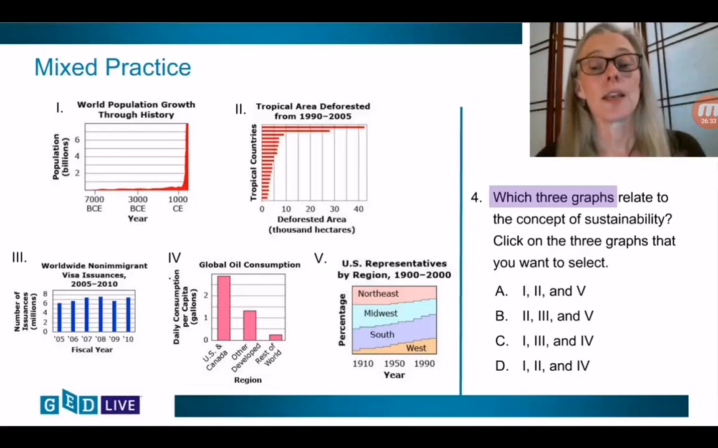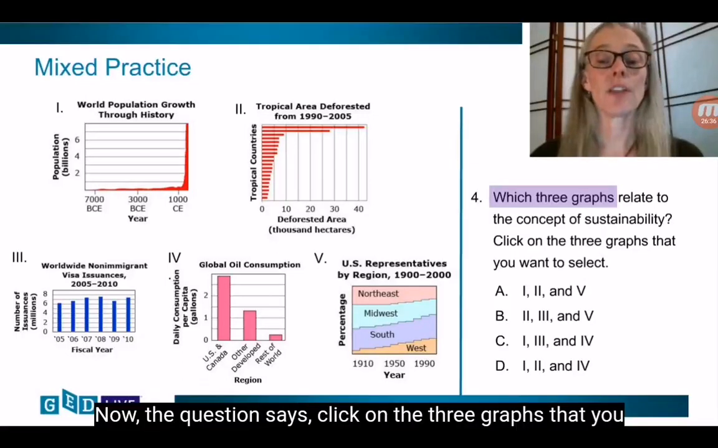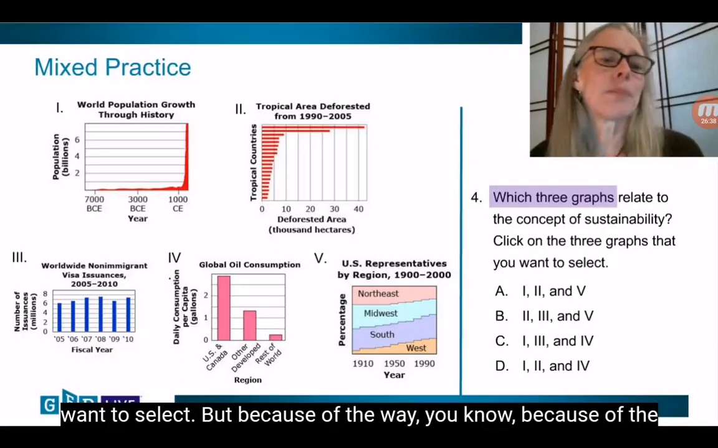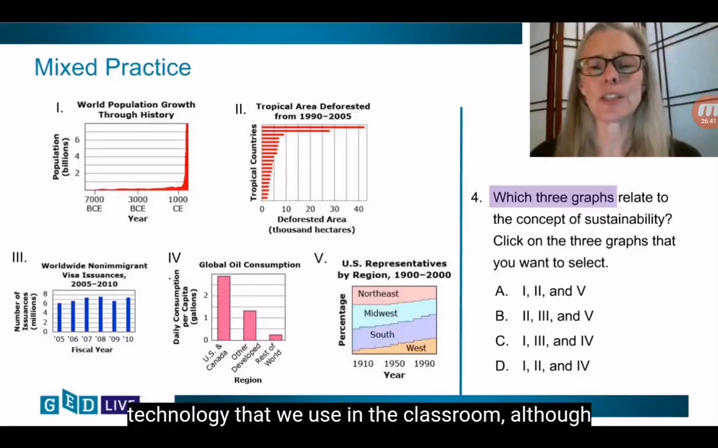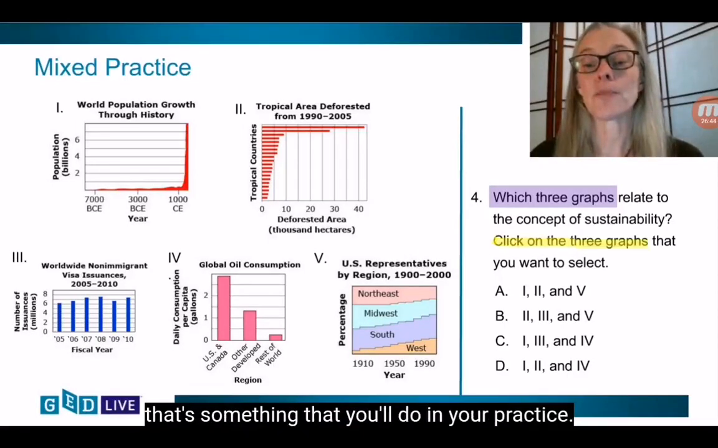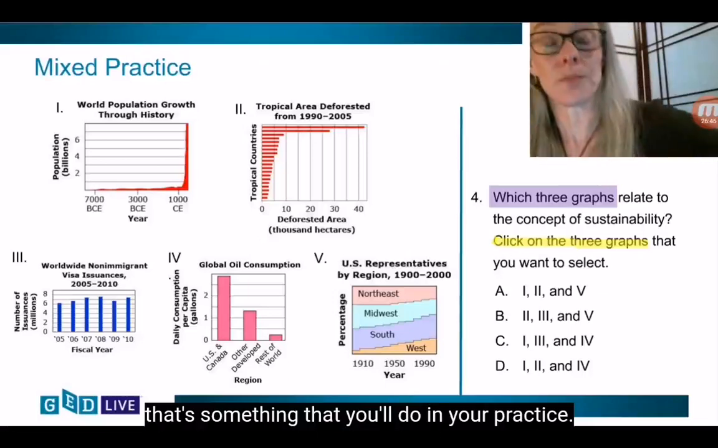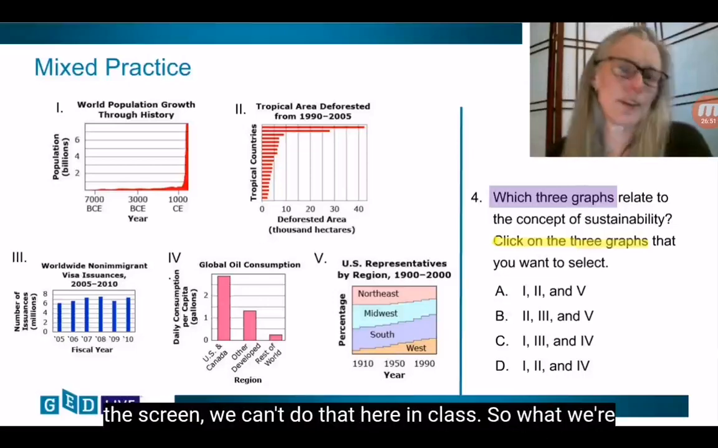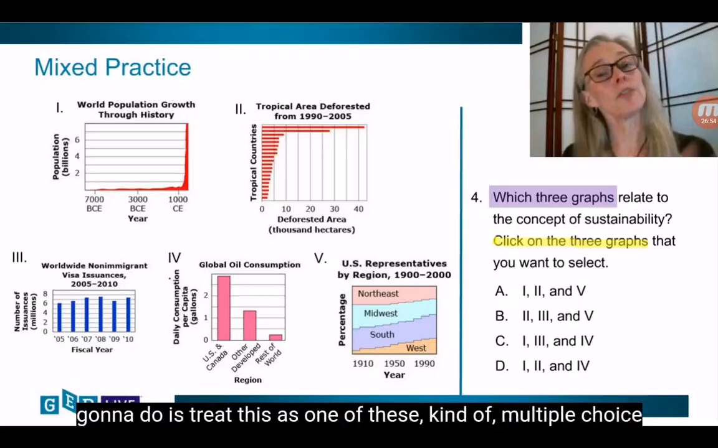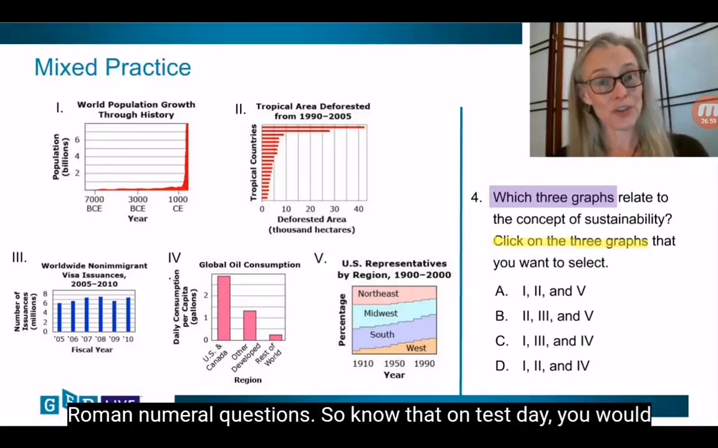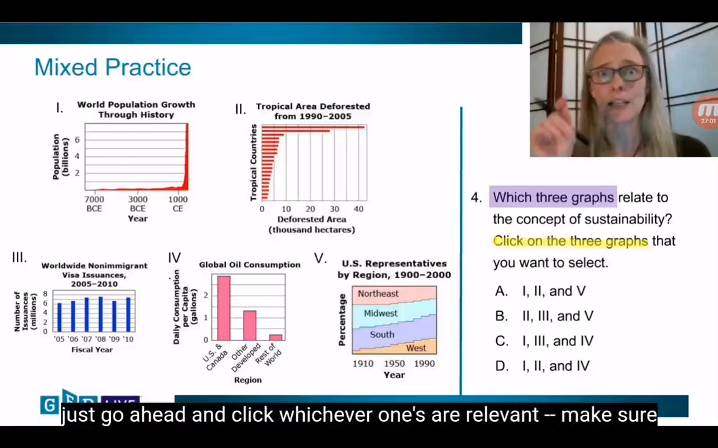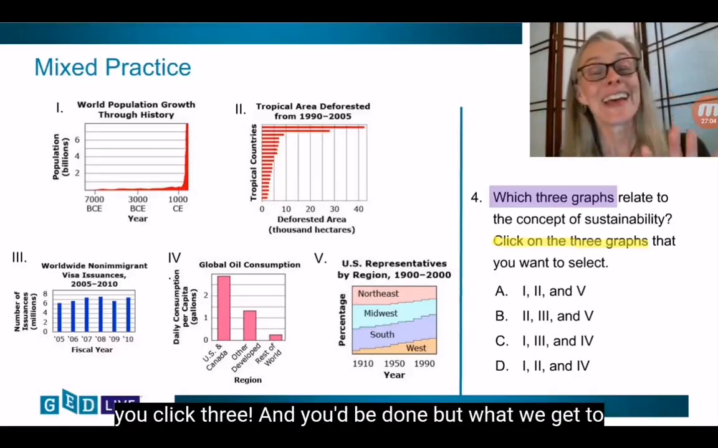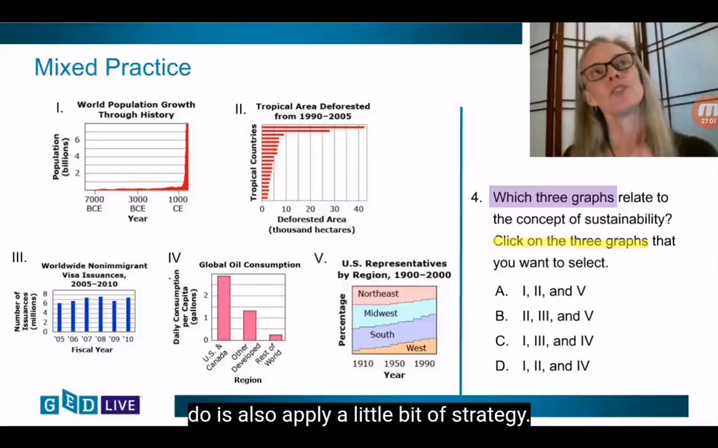Now, the question says click on the 3 graphs that you want to select. Because of the technology that we use in the classroom, although that's something you'll do in your practice and on test day, literally clicking on the screen, we can't do that here in class. So what we're going to do is treat this as one of these multiple choice Roman numeral questions. On test day, you would just click whichever ones were relevant, make sure you click 3, and you'd be done. But what we get to do is also apply a little bit of strategy.